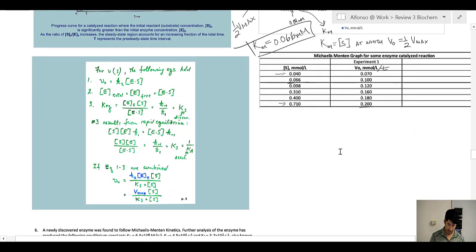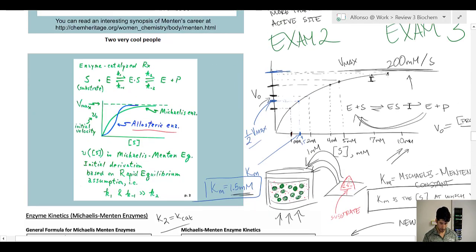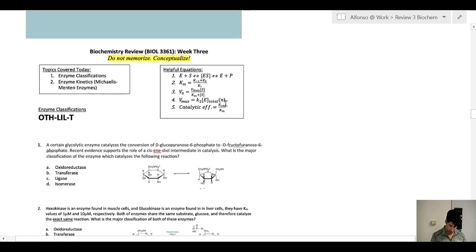Oh, here's something that I should mention. The way that we're able to get this graph right here, this rectangular hyperbola, is by using the Michaelis-Menten equation, which is initial velocity is equal to Vmax times the substrate concentration over Km plus substrate concentration. So this equation, which I actually included over here, that'll be equation number 3.